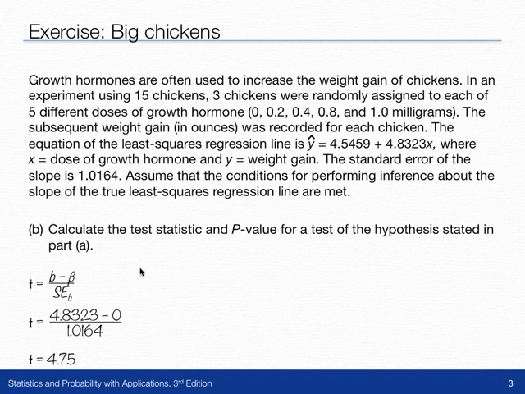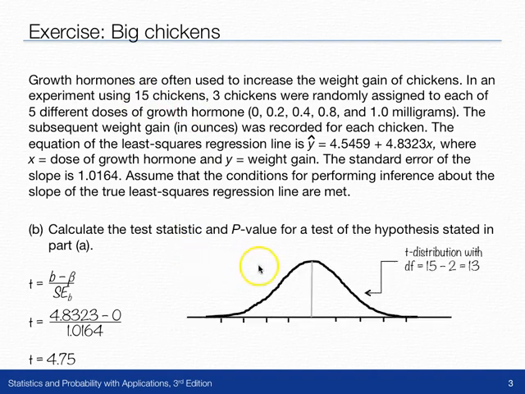To find the degrees of freedom, we need to remember that there are 15 chickens and that the degrees of freedom is going to be n minus 2. So we're going to use the t-distribution with 13 degrees of freedom and find that 4.75 is still very far away from the mean. And using Table B, the probability that t exceeds 4.75 is very, very small. We could also use technology to determine the exact p-value, although this is sufficient for our purposes.